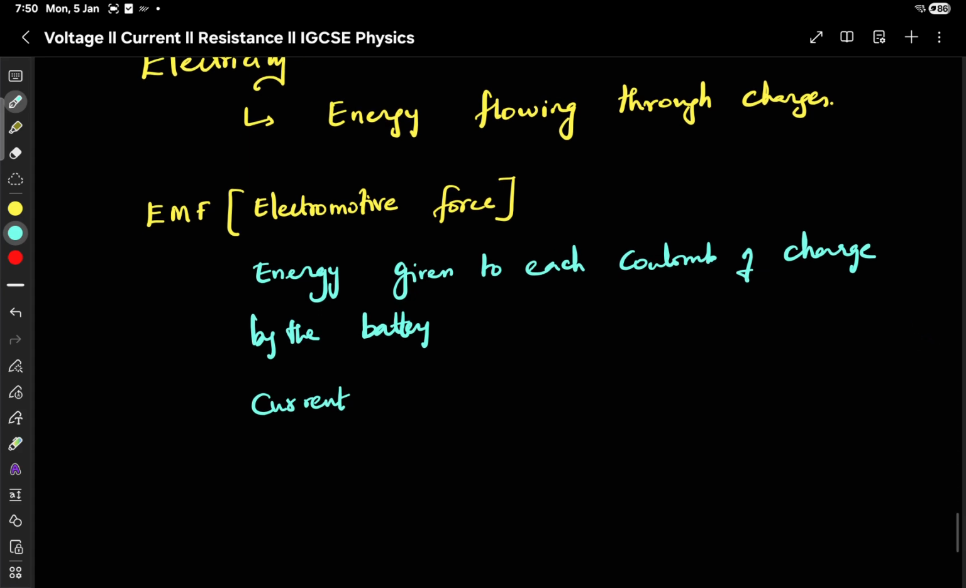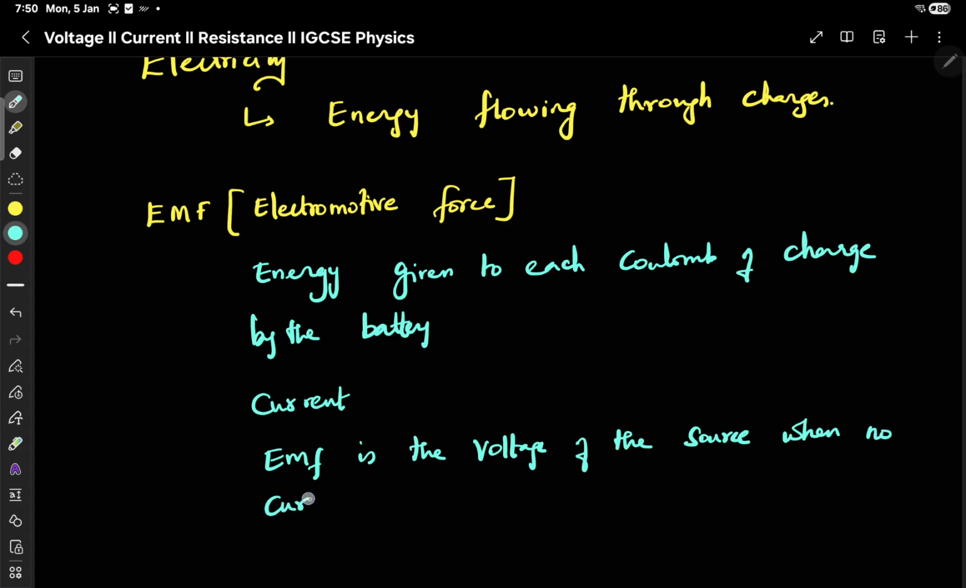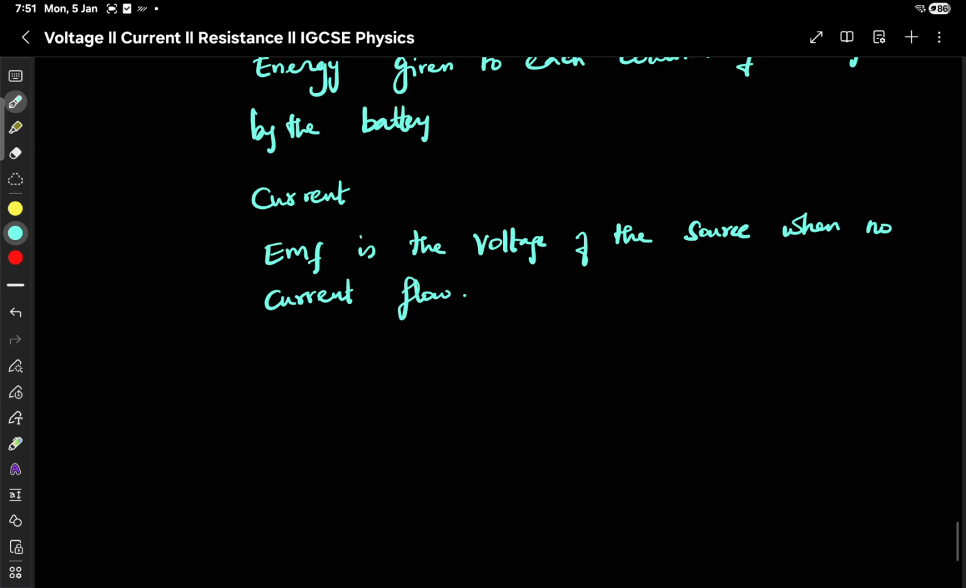Also we can say EMF is the voltage of the source when no current flows. When there is no current, what is the voltage of the source? That we call EMF. It could be the voltage of your battery, or the voltage of your power source. Next we have potential difference.